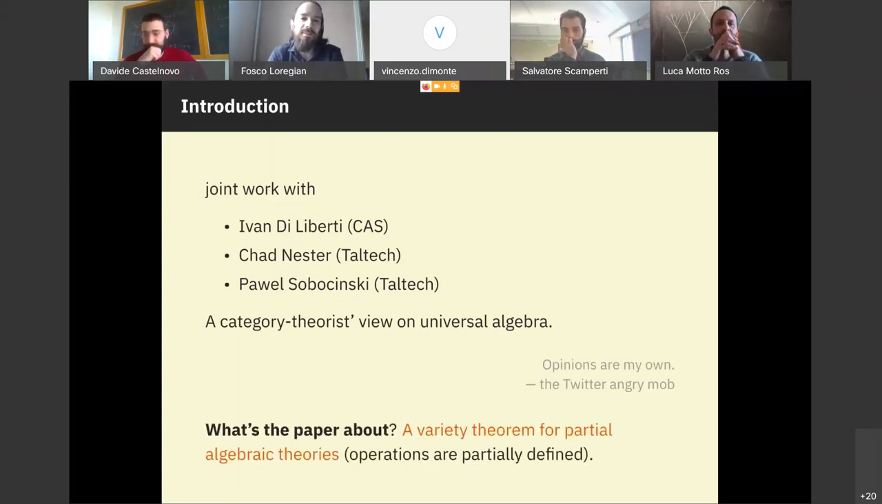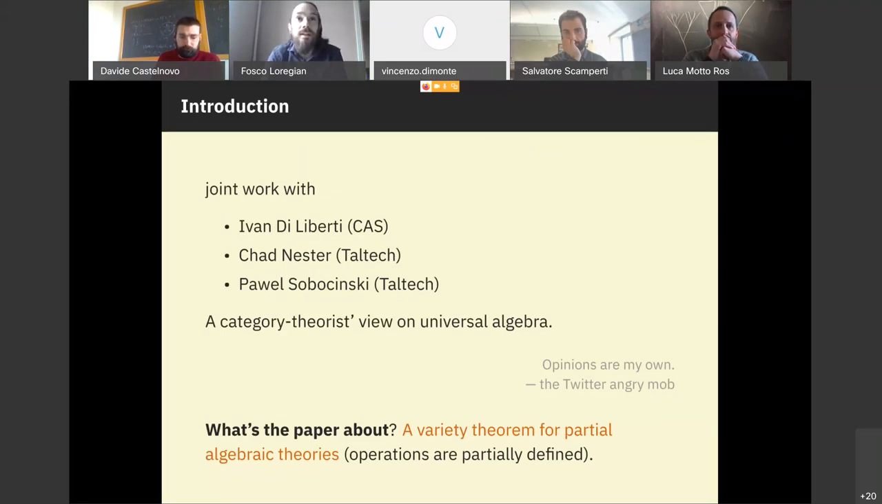So the topic of the paper is to offer a variety theorem for partial algebraic theories, namely for those algebraic theories where operations can be partially defined. They have a possibly smaller than total domain of definition. Think, for example, of composition in a category, or the order relation in a partially ordered set which is not total. Or think, for example, of composition of functions that have a certain domain of definition which is smaller than their usual domain of definition.